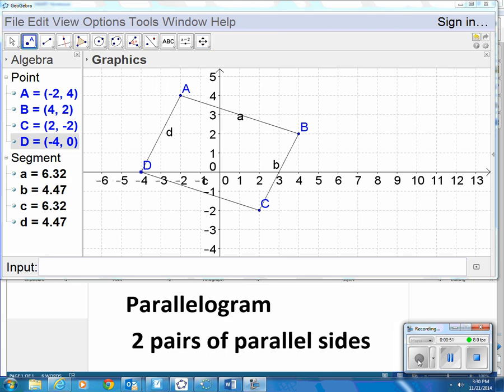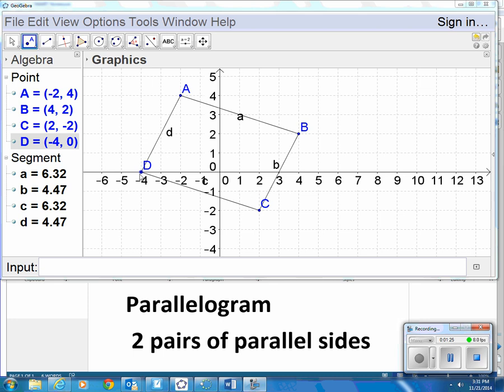This shape is what we call a parallelogram. It has two pairs of parallel sides. How do we know they're parallel? Well, going from A to B, I have to go over 1, 2, 3, 4, 5, 6, and down 2. Going from D to C, I have to go over 1, 2, 3, 4, 5, 6, and down 2. So they have the same slope.